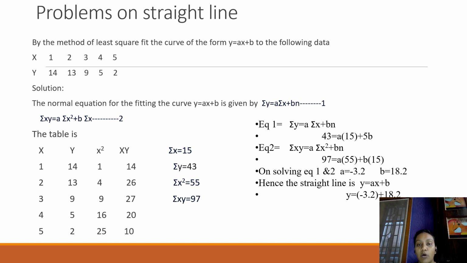Now by substituting all these values in equations 1 and 2, we are going to find the values of a and b. So equation 1 is summation of y = a into summation of x + b into n. After substituting the summation values, we get 43 = 15a + 5b. And equation 2 is summation of xy = a into summation of x² + b into summation of x.